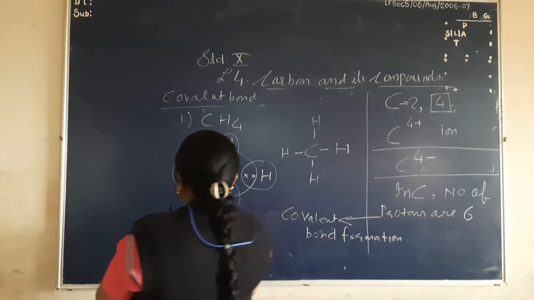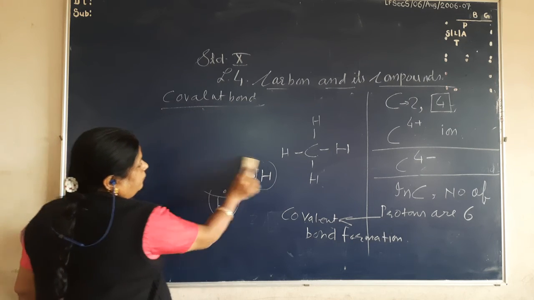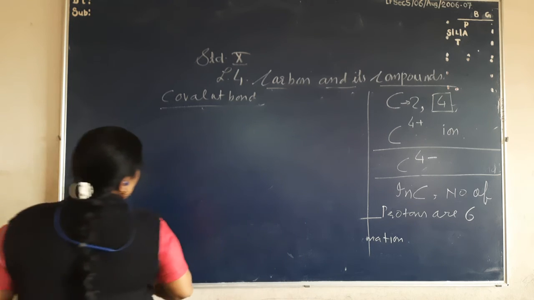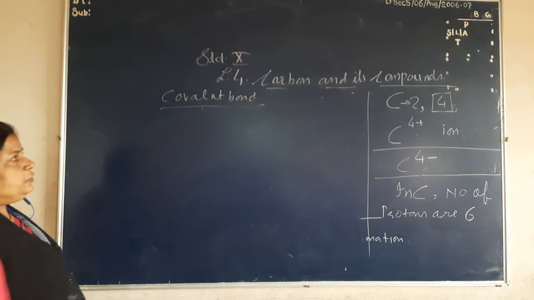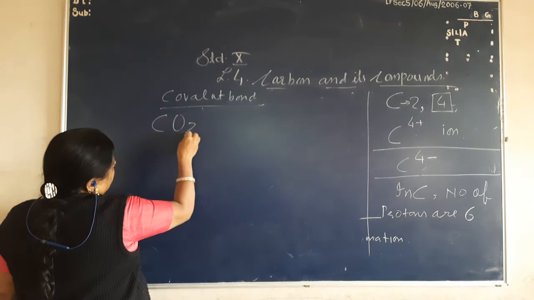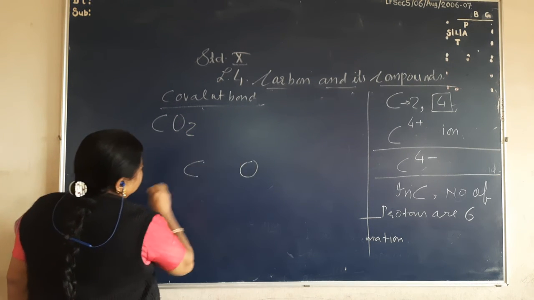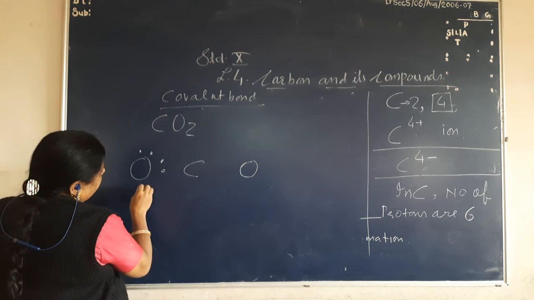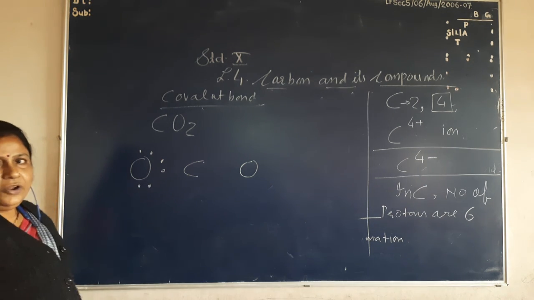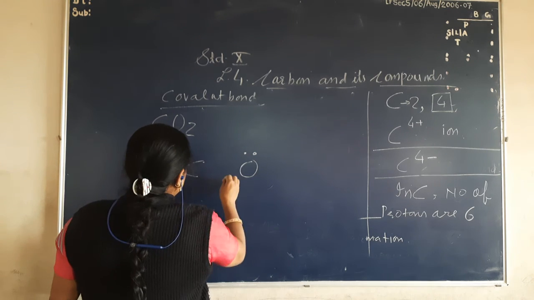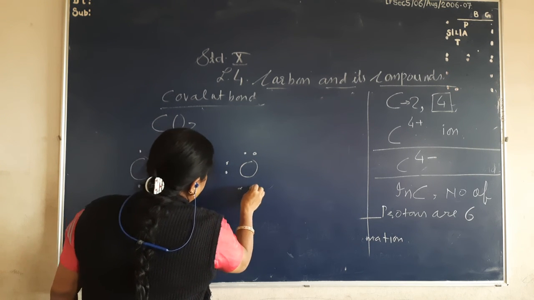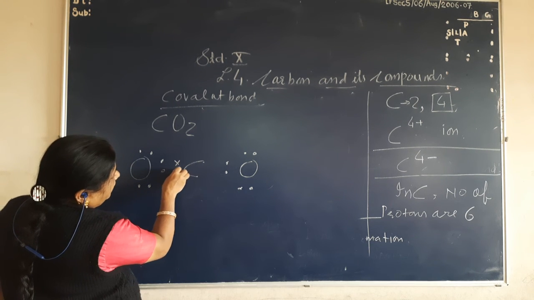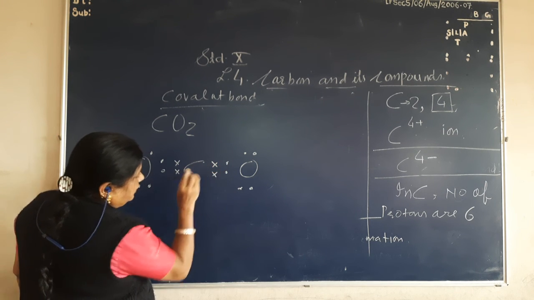Understood? Then let me show you another example of a covalent bond of carbon. It can form multiple bonds. I told you it can form multiple bonds. So let me show you the example of CO2. This is carbon, this is oxygen, this is oxygen. 1, 2, 3, 4, 5, 6. Oxygen has 6 electrons, and carbon has 4 electrons only. So let us denote the electrons of carbon with a cross. Then you will be more clear.